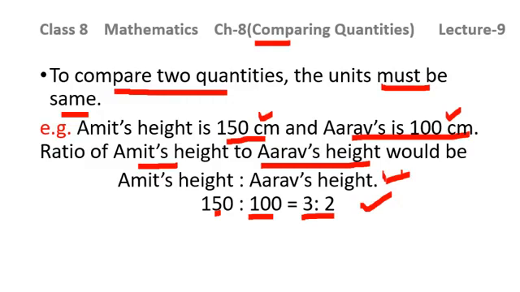If we talk about any other quantity that is given to you in meter or in kilometer, then you need to convert. You can convert either meter into kilometer or kilometer into meters. That is up to you. But in this example, both are in the same unit, that is centimeter. So we can easily take the ratio.